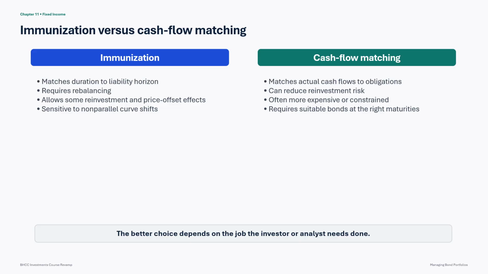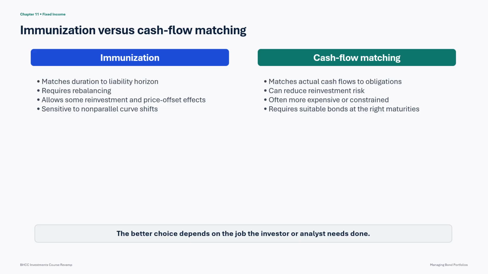Cash flow matching takes a more direct approach. The manager selects bonds whose coupon and principal payments line up with the liability schedule. For a single fixed payment, a default-free zero coupon bond maturing on the liability date can provide an exact nominal cash flow match. For multiple obligations, the portfolio can be structured so each period's payments fund that period's liability. Cash flow matching reduces reinvestment risk because the payments are designed to arrive when needed.